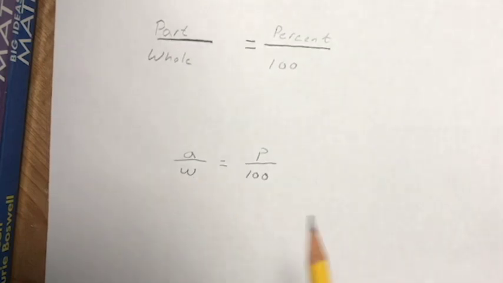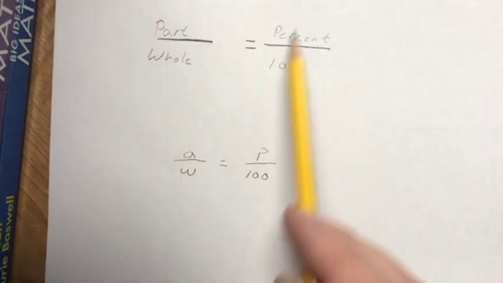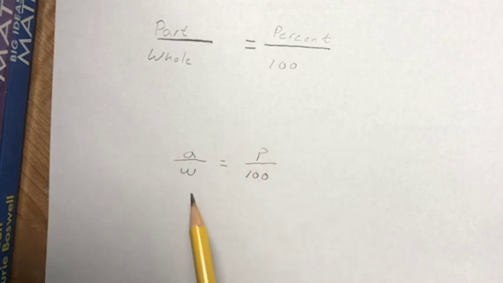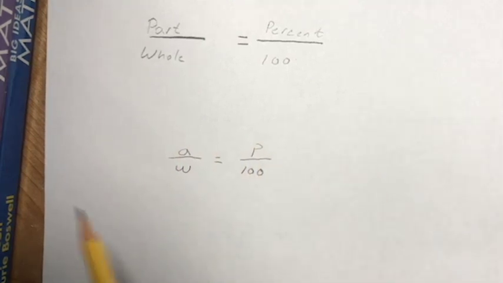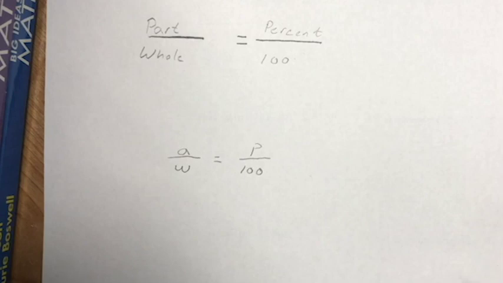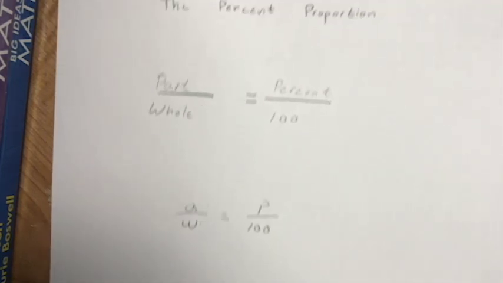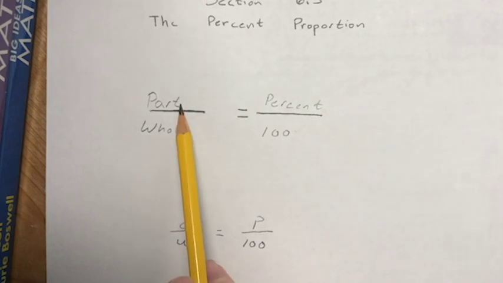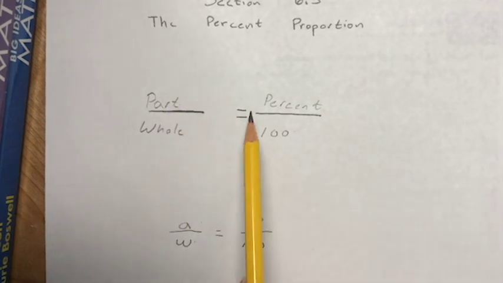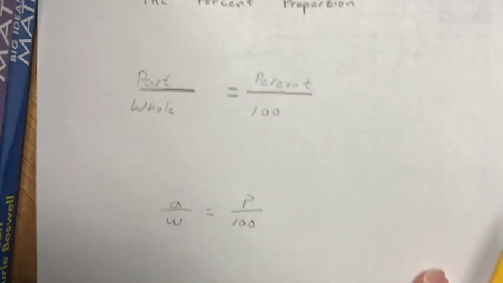But the way in mathematics they write this equation, this is what it looks like: A over W equals P over 100. I don't really like that for some reason because it just doesn't make sense. Why does A mean part? This and these two make sense, but that one just doesn't work. So the best way, if you can remember this equation in your mind, is the part over the whole is equal to the percent over 100.